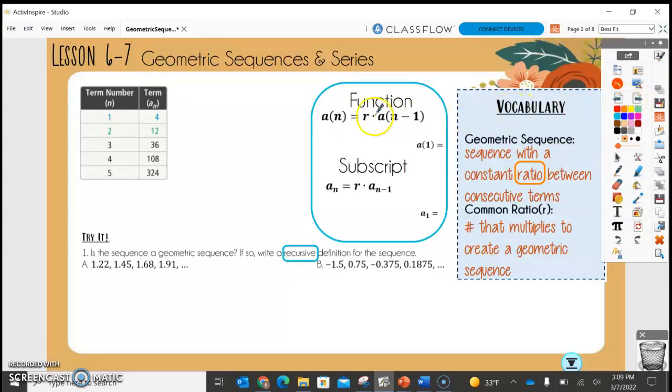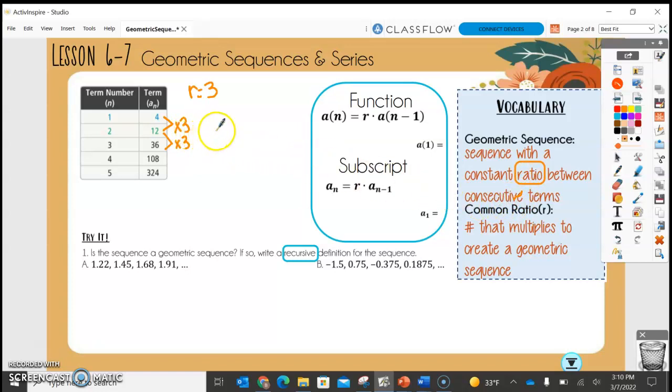There's some notation we want to talk about. So let's look at this table here. My first term is 4, my second term is 12, and so on. Notice that it's growing quite quickly. 4 times 3 makes 12. 12 times 3 makes 36. I can tell that my rate of multiplying is 3, or we sometimes refer to that as a ratio. Notice our definition over here is a sequence with a constant ratio or multiplier between the terms. So I know my rate is 3.